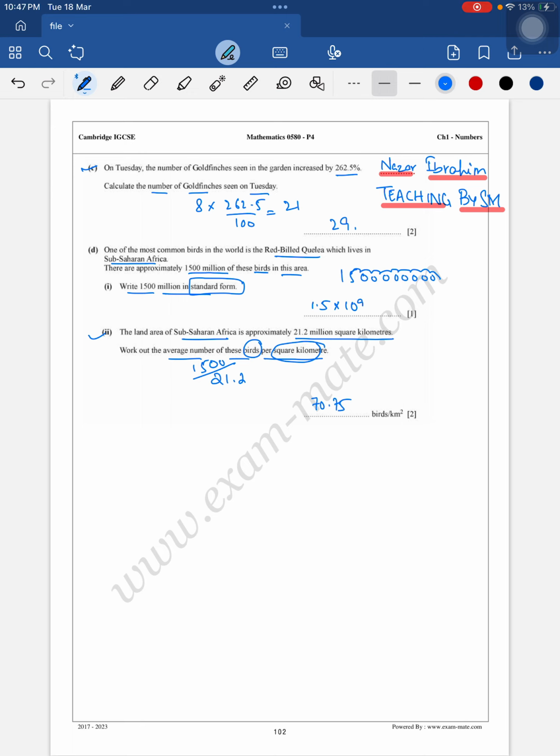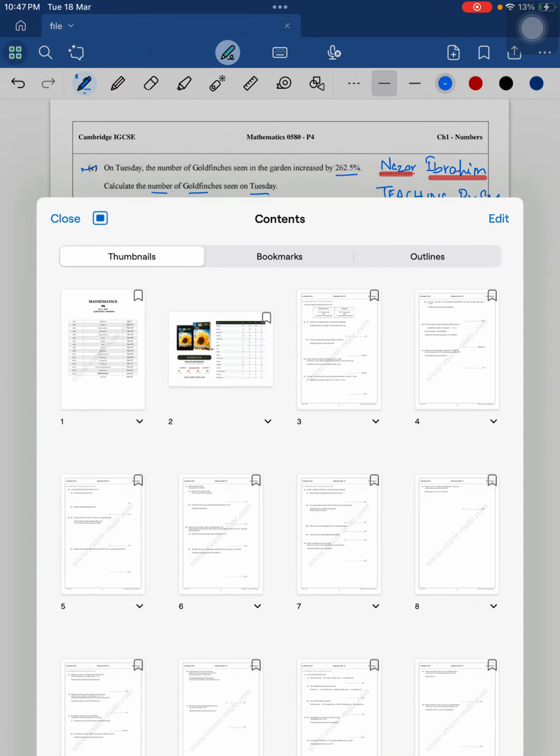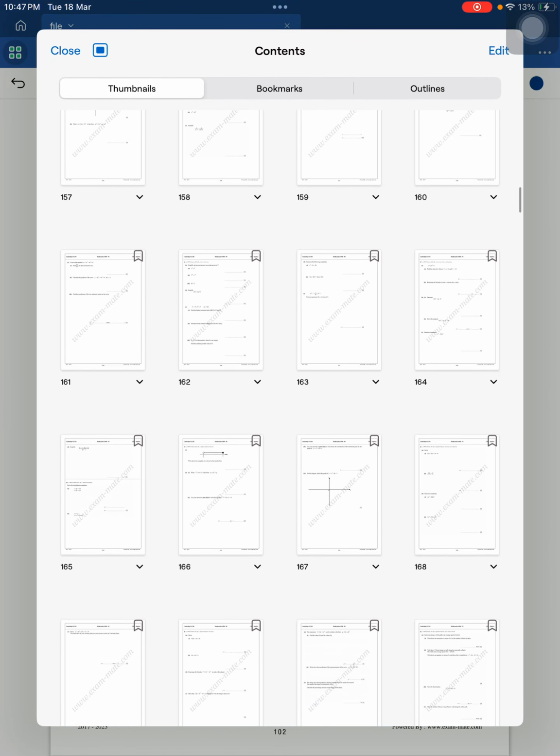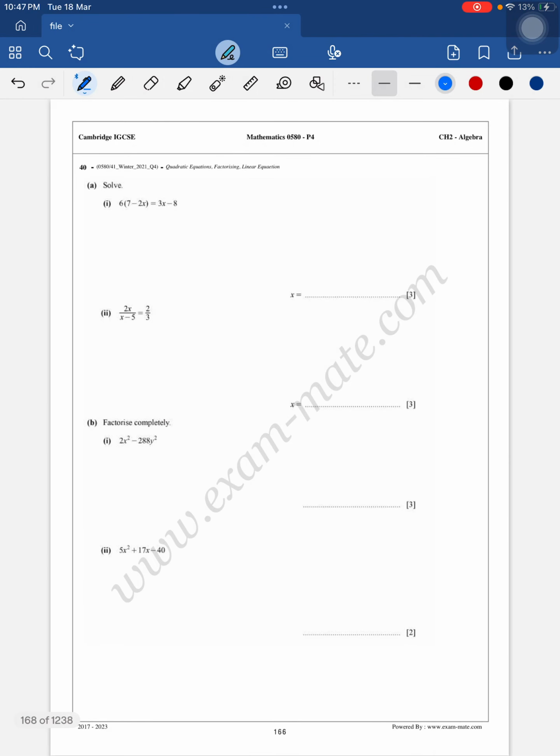That's all about numbers. Now we are shifting towards algebra. We are starting question number 40. Solve. It's an equation. We have to simplify to get the value of x. So 6x plus 42 equals 3x minus 8. Variables should be on one side and constants on the other. So minus 8 goes over there, 42 plus 8 is 50, and 12x goes over there.